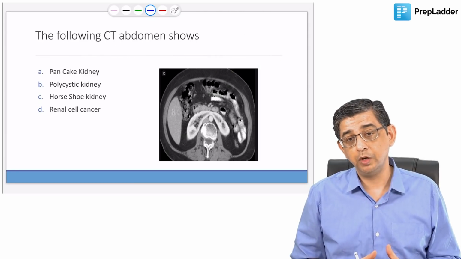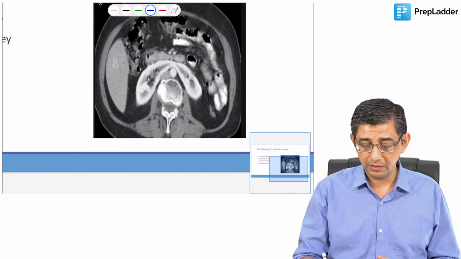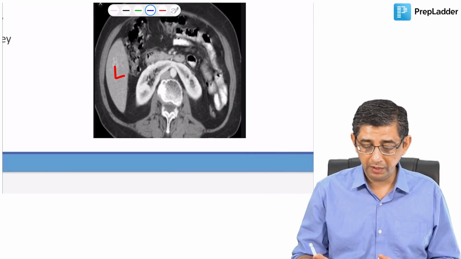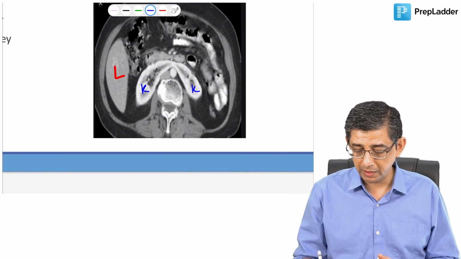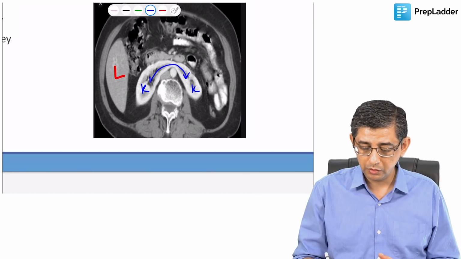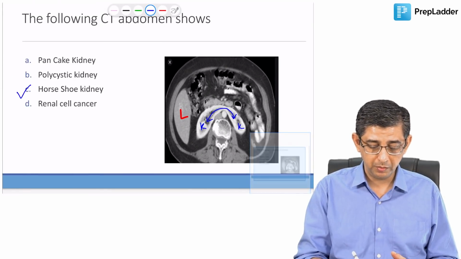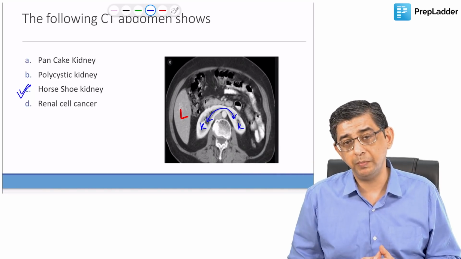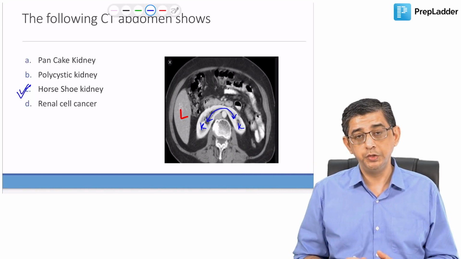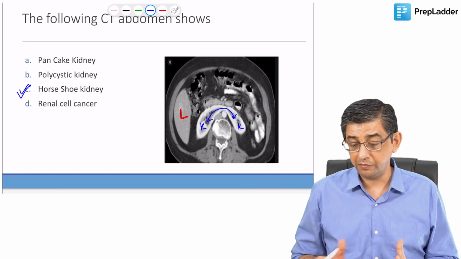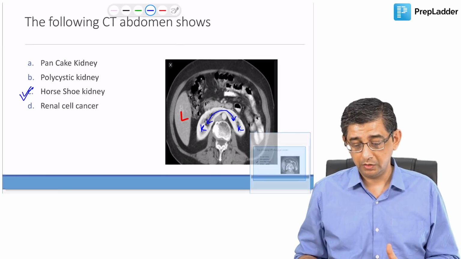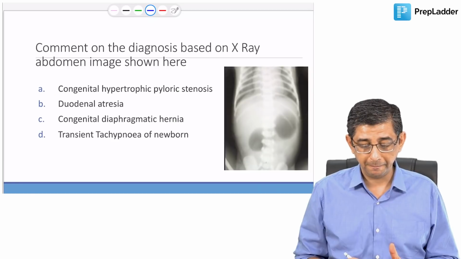The following CT abdomen shows, so you can definitely visualize the liver. You can definitely visualize the kidney parenchyma, and that is united. So this is going to be a horseshoe kidney. The answer to this question is option C. A spot diagnosis can be picked up very easily. You can see the U-shaped curvature of the kidney, which can definitely be traumatized as well. The answer to this question is horseshoe kidney.